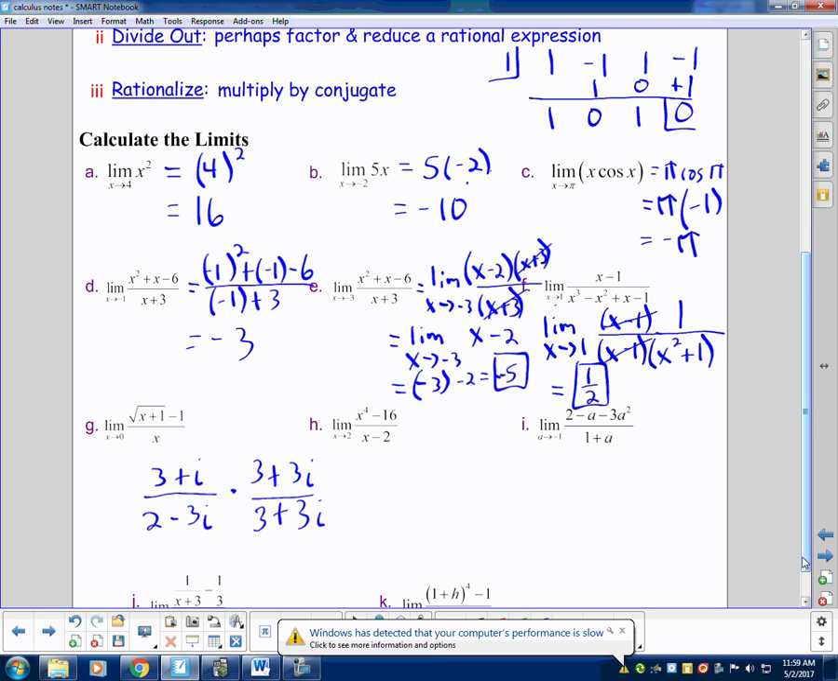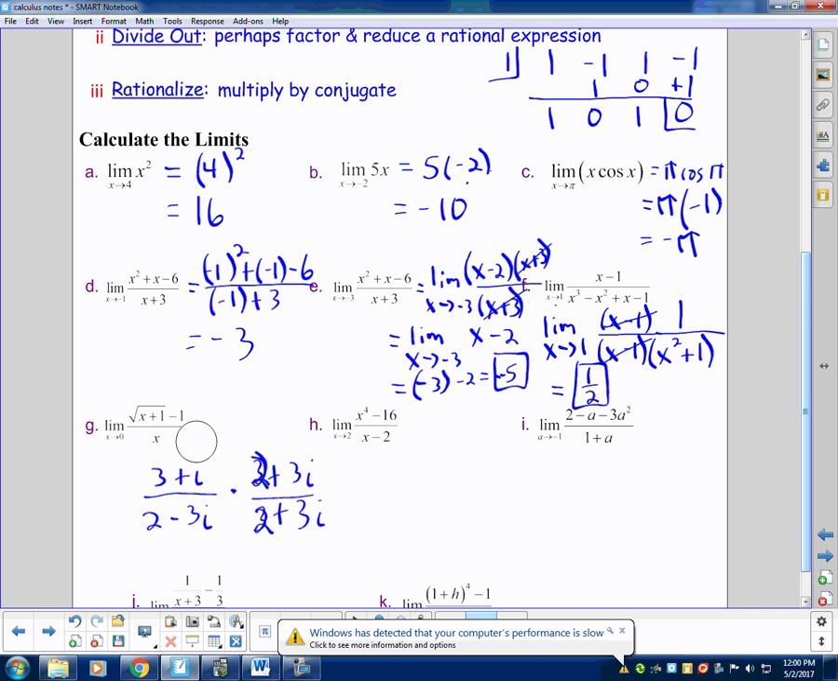Yeah, Matt, where did you get the 3 from? The 3 plus 3? Oh, it should be 2. Sorry. It would need to match the bottom but have a different sign. Yeah, good point. That's called multiplying by the conjugate.